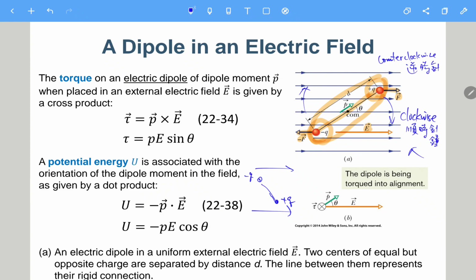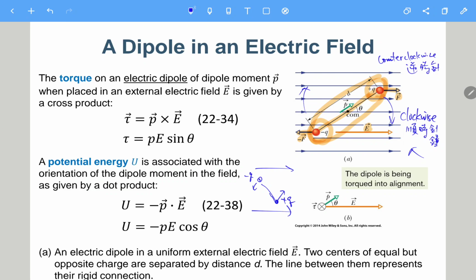So all the kinetic energy, or the angular momentum, angular kinetic energy, will change to potential energy, and then it will swing back. So if we place a dipole in the electric field, it will oscillate. If the initial angle is not the same as the E field direction, it will just oscillate there.